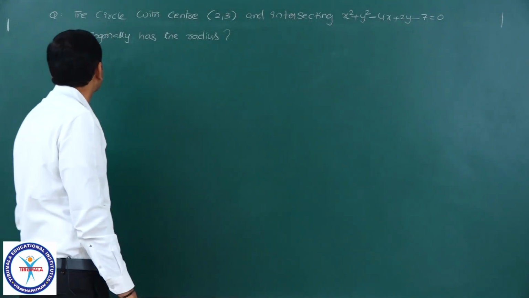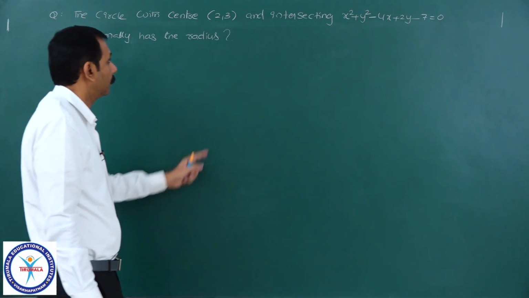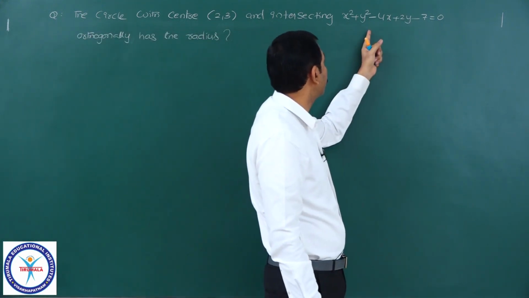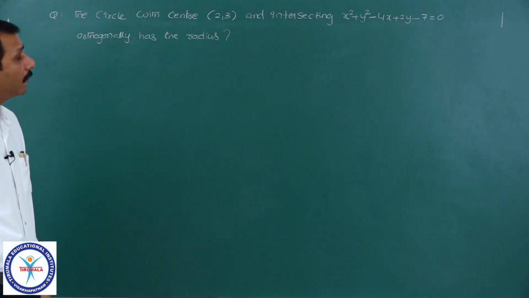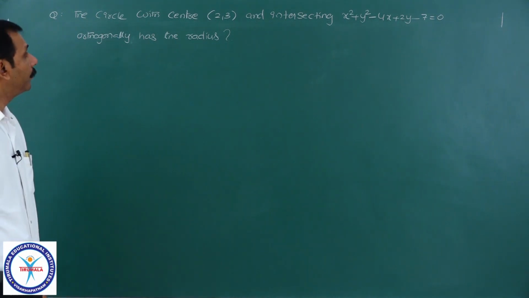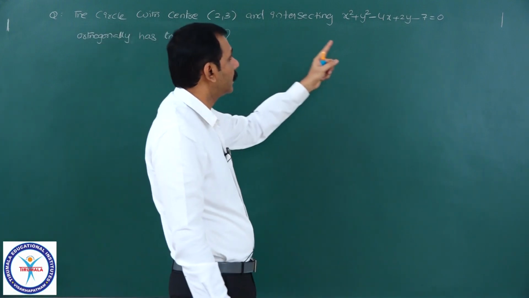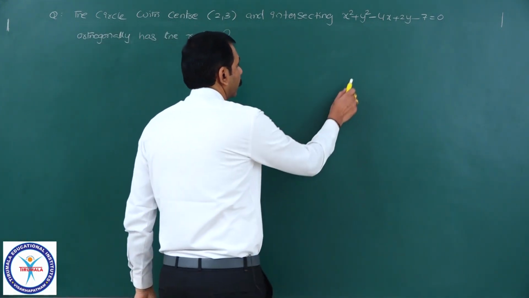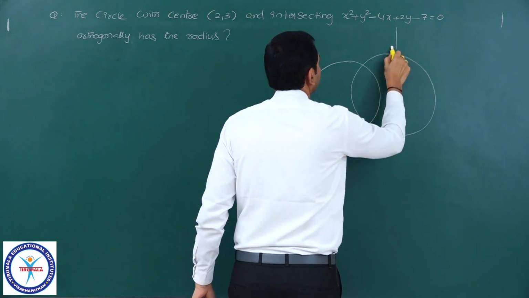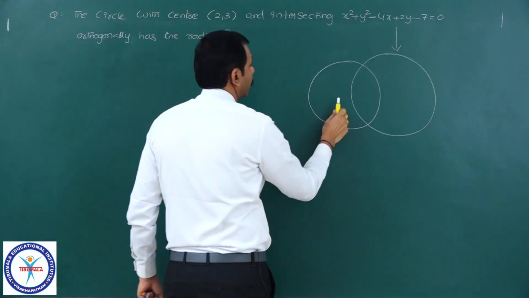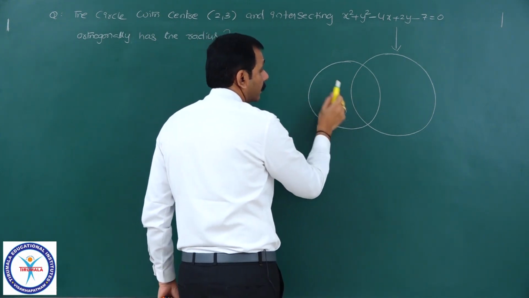Next question. The circle with center (2, 3) and intersecting x² + y² − 4x + 2y − 7 = 0 orthogonally has a radius. Means I want the radius of a circle with center at (2, 3) and intersecting this circle orthogonally. That is, here one circle is there and here is another circle. Let me take this as the circle, and the center of this circle is given as (2, 3), and I need the radius of this circle.